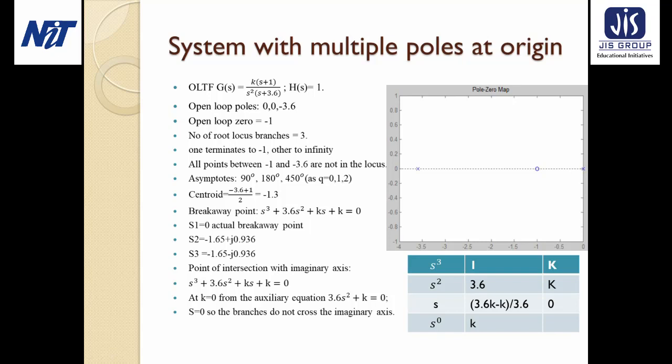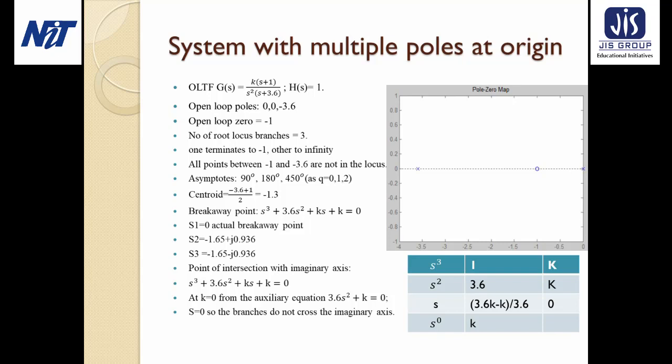So the breakaway point can be obtained by the solution of dK/ds equal to 0. Using 1 plus G(s)H(s), that is the characteristic equation, equal to 0, we can find the relation s to the power 3 plus 3.6 s square plus Ks plus K equal to 0.